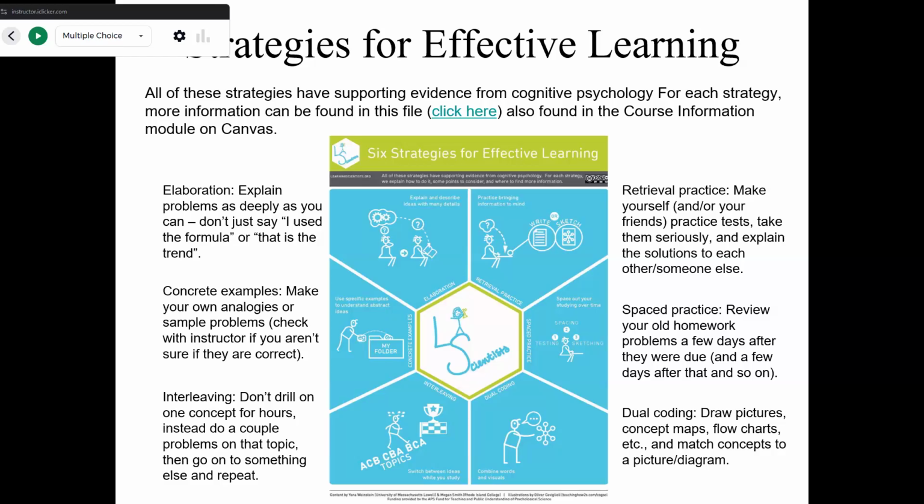Dual coding is if you are kind of a visual learner, you can draw pictures or flow charts to help you match the concept to a picture. And then making sure you write some really good examples, analogies that make sense to you. My analogies hopefully will make sense to you, but maybe not. So make sure you can try and think of some of your own if you need to.